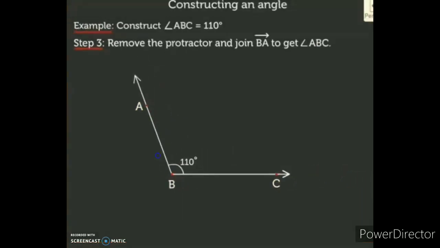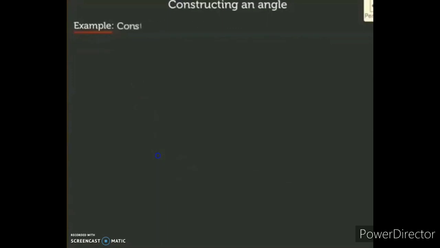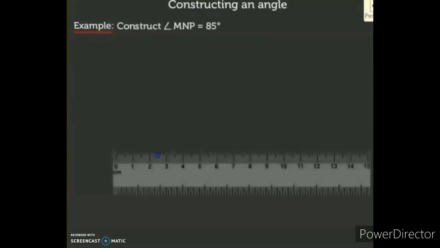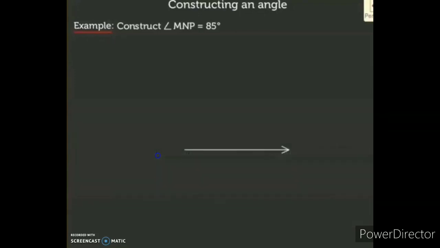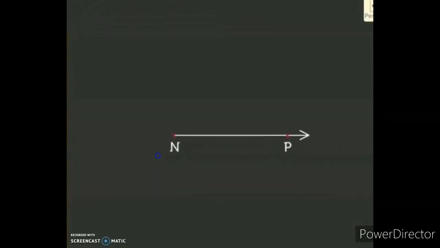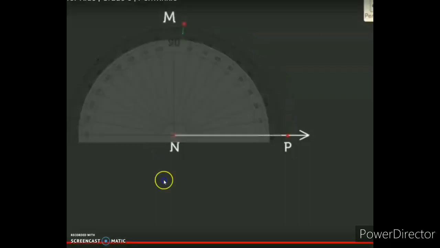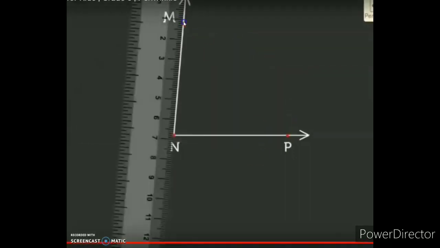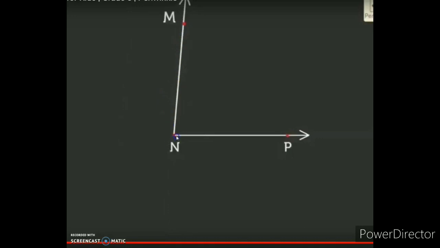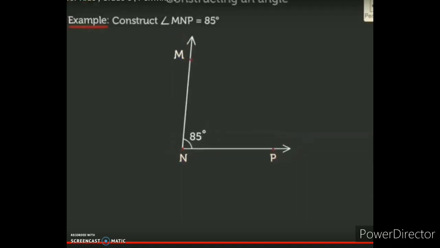Let's see another example. Construct angle MNP 85 degrees. Same process, we will draw ray NP and keep the center of the protractor on point N. Then we will start measuring from 0. We mark point M, then we join MN. Okay, showing 85.